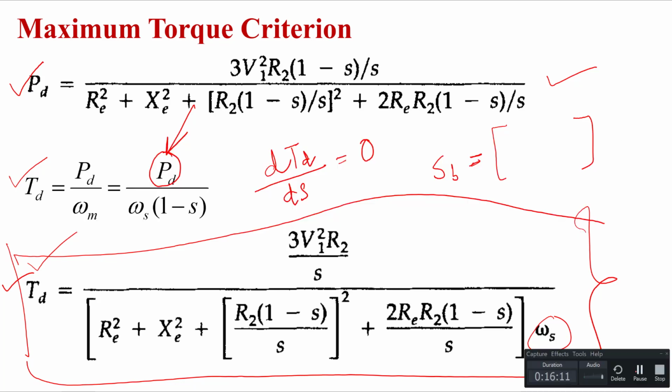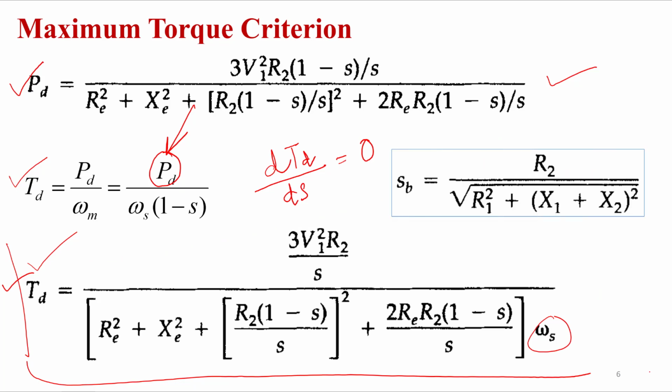Okay, let us see the answer. So this is your slip at which the torque will be maximum. R2 upon, a little bit you are correct, but it will not be the whole square root. R2 by the square root of R1 square plus X1 plus X2 whole square. So please do the homework. Prepare for the exam. This you have to do.